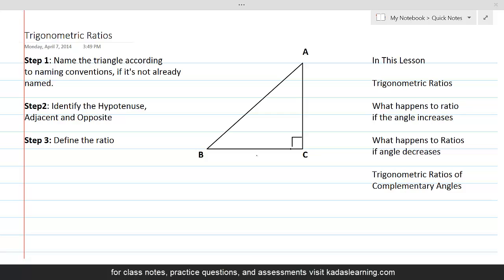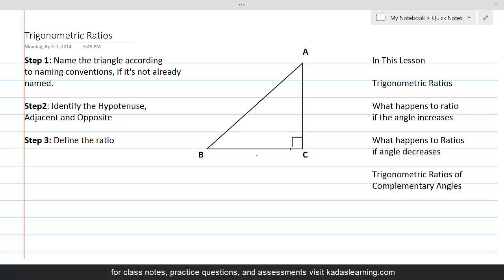In order to define trigonometric ratios, we adopt a three-step strategy. For step 1, we'll name the triangle according to naming conventions if it is not already named. Step 2, we'll identify the hypotenuse, adjacent and opposite. And step 3, we will define the ratio.